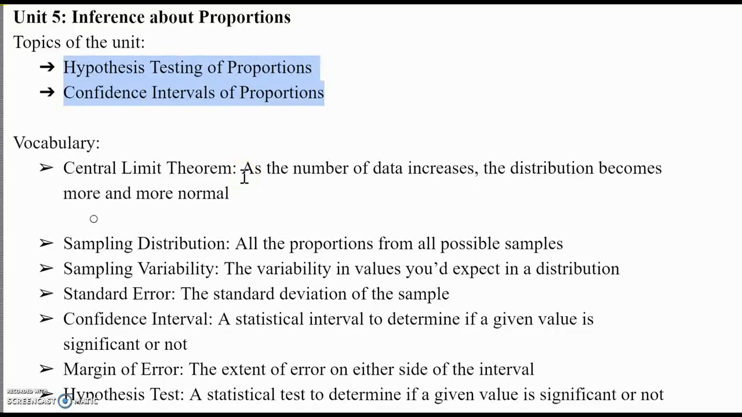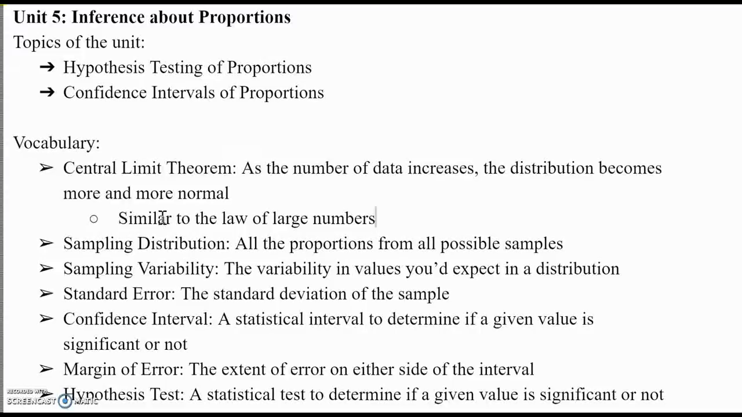It just states as the number of data increases, the distribution becomes more and more normal. So it means that as we increase, for example, our sample from 10 people to 100 people to 1,000 people, we'd expect the shape of our data to become more and more normal. It is similar to the law of large numbers in the previous unit. The law of large numbers was that as the number of trials increases, the probability of an event hones in or gets closer and closer to one number.